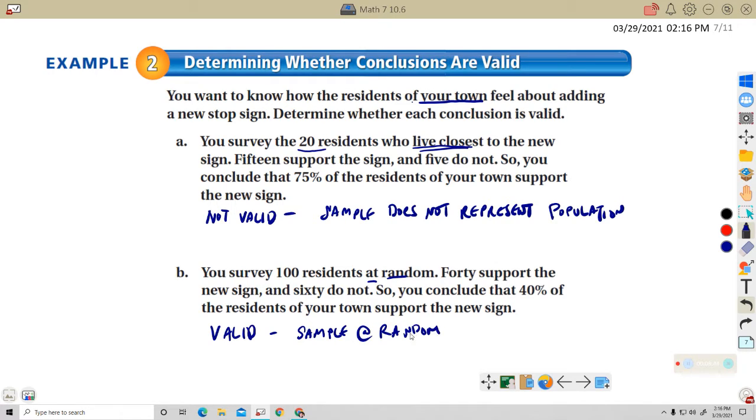Excuse my writing. At random. Yeah, the sample was done at random. So in this case, the conclusion is valid. 40% of the residents will support the sign. Okay.